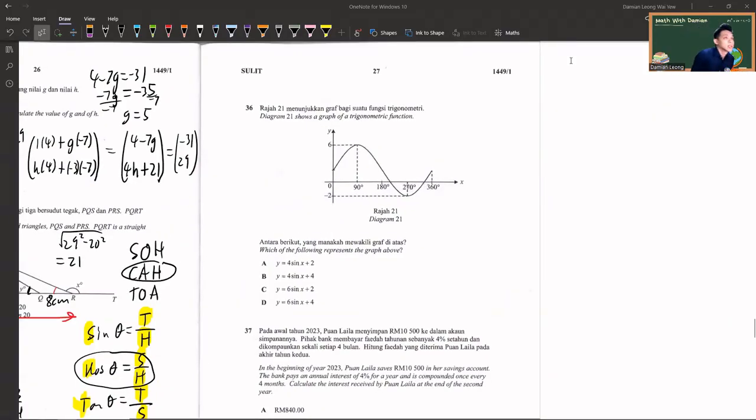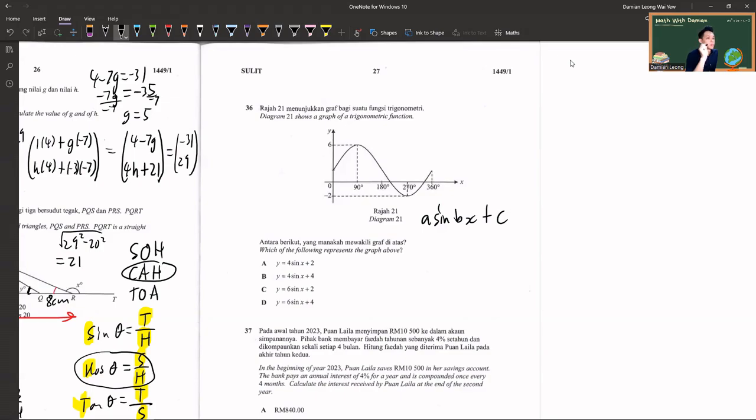Question 36. Rajah 21 menunjukkan graf bagi satu fungsi trigonometri. So we have to see how the values of A, so this sine graph, A sine bx plus C. So A affects amplitude. Okay, A boleh mengubahkan amplitud bagi graf trigonometri. B, okay, will affect the frequency. Dia akan mengubahkan kekerapan bagi graf trigonometri ini.